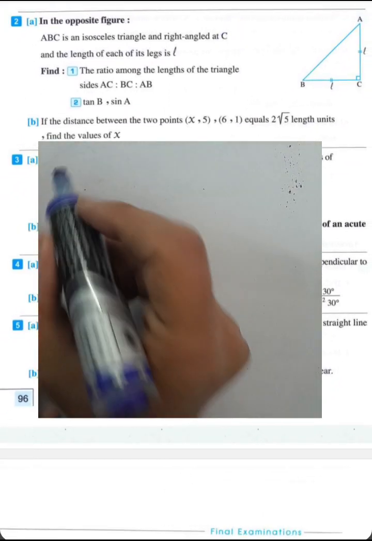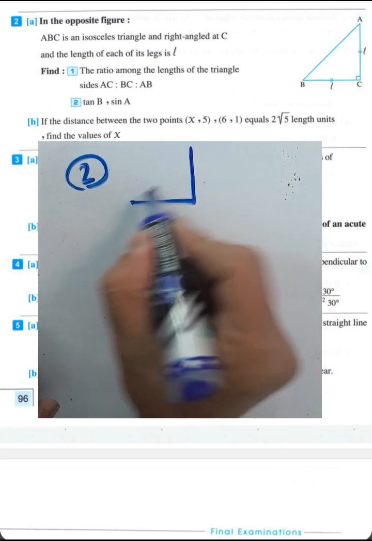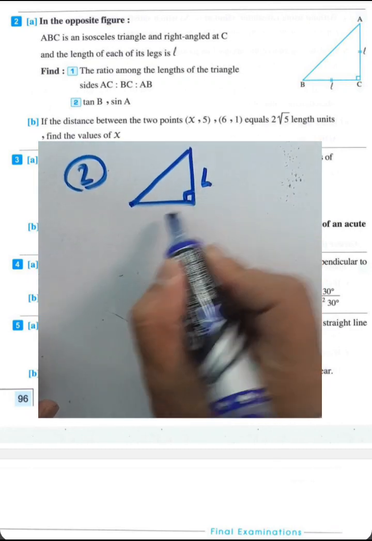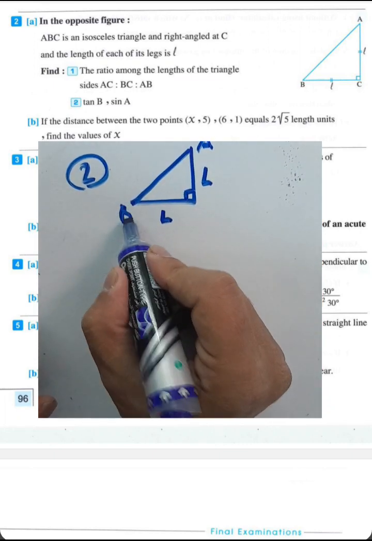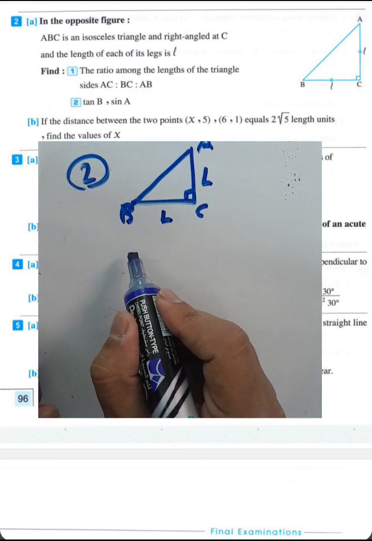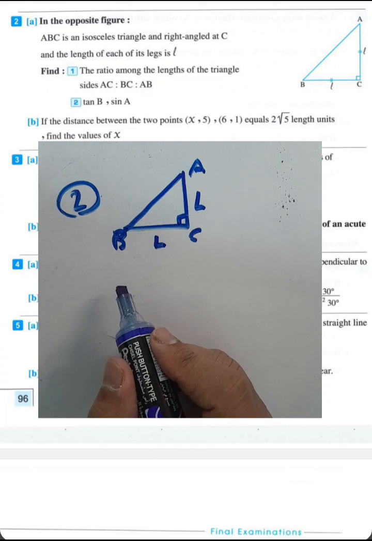Question number 2. We have a right angle triangle, it will be isosceles, and here A, B, C. We want to find the ratio between AC to AB, AC.